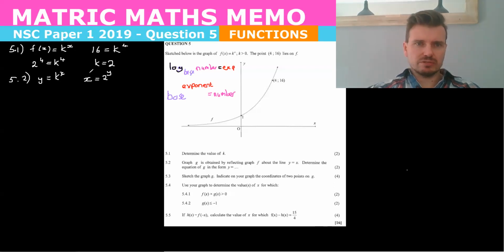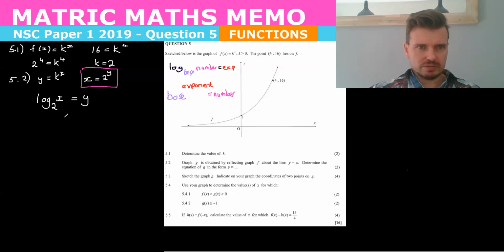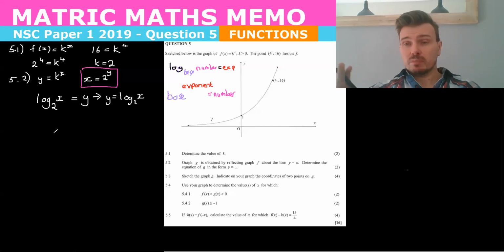And now we can use that to convert this to logs. So I'm going to write log base. The base is the thing that has an exponent, which is 2. The number is the thing by itself, which is x, and that is equal to our exponent y. Log base number equals exponent. So that is in the form of y equals: I can just write it the other way around because that's how they want it, y equals log base 2 of x. So when you're thinking of logs, just remember that log base number equals exponent. I've said it a lot of times, and hopefully you'll remember.